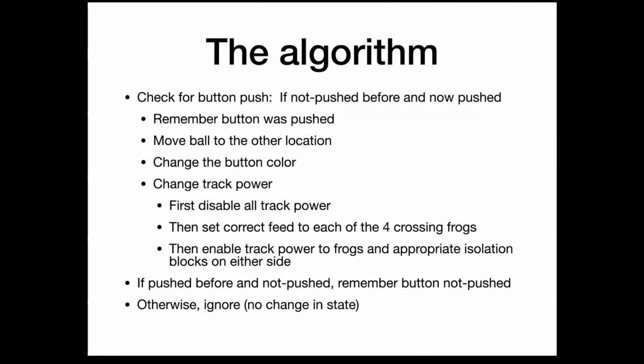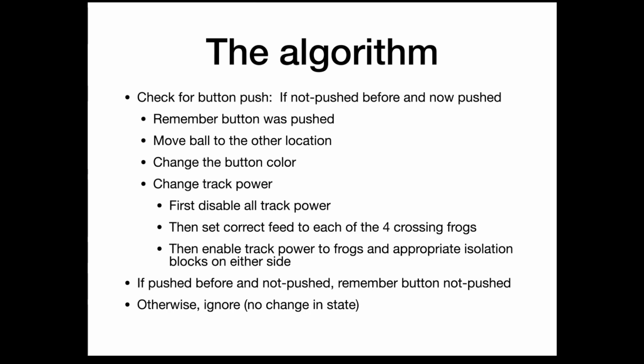The way an Arduino works is there's a setup routine, and then there's an infinite loop that just runs forever. And the infinite loop is shown here. You look for a button push. If it wasn't pushed before and all of a sudden it got pushed, now it's time to do work. Move the ball, and change the color on the buttons to show whether standard or narrow controls the crossing. Change the track power by first turning off all the track power, then set the correct feed for the 4 crossing frogs, and then enable the track power for the standard or narrow gauge that controls the crossing.